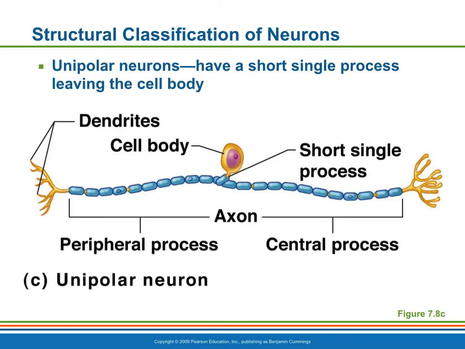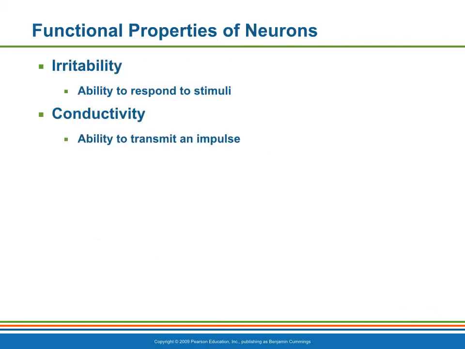Unipolar neurons have a single process emerging from the cell body. These types of neurons can conduct impulses both toward and away from the cell body. Sensory neurons found in the peripheral nervous system ganglia are unipolar. Neurons have two major functional properties: irritability, which is the ability to respond to a stimulus and convert it into a nerve impulse, and conductivity, the ability to transmit the impulse to other neurons, muscles, or glands. We will consider these functional abilities in the next lecture.